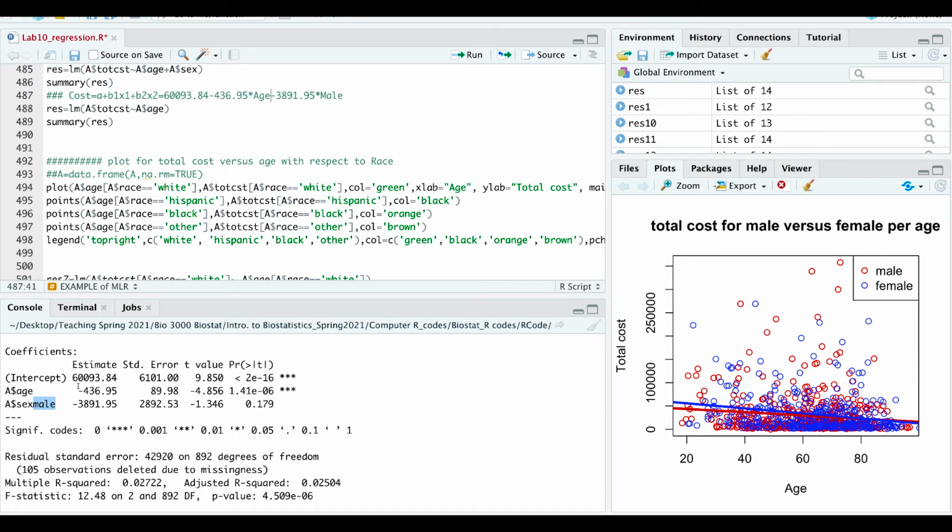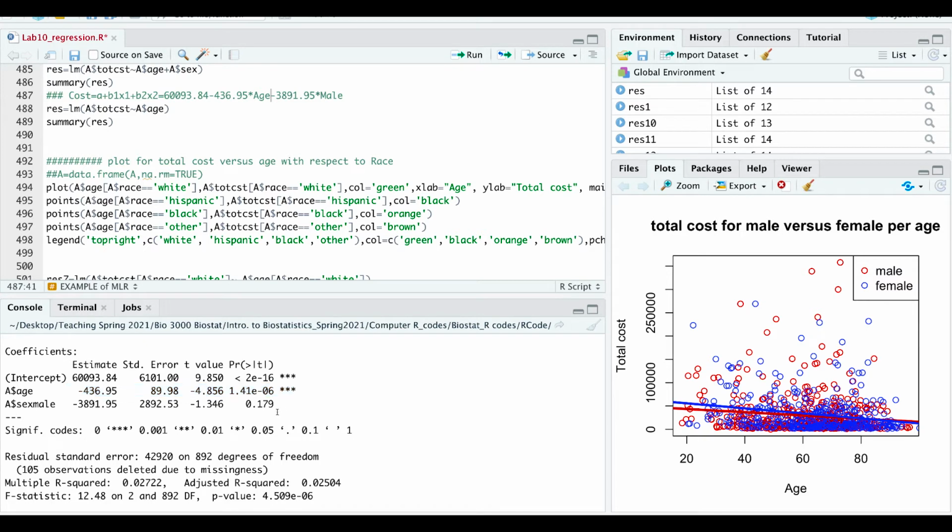These two are the mainly important things. This is just the constant value. But this is the average cost for all ages and for all genders. Without age or without gender, that is the average cost of the hospital stays. Now the age is significant.